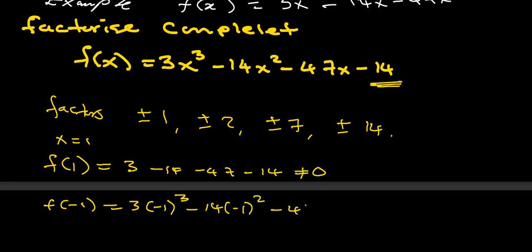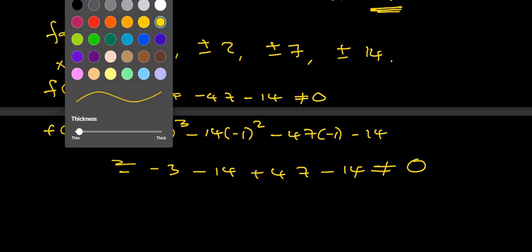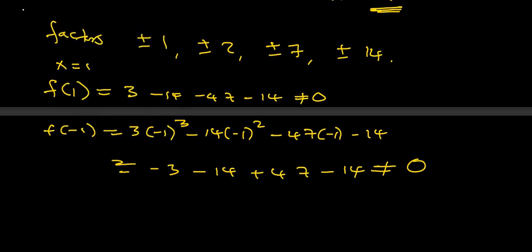If we try negative 1, let's check if this can give us a 0. This will be negative 3, this will be negative 14, this will be positive 47, then this side is negative 14. Can this give us a 0? Just by looking at this, is this going to give us a 0? No, it cannot. So we have already used the first factors.